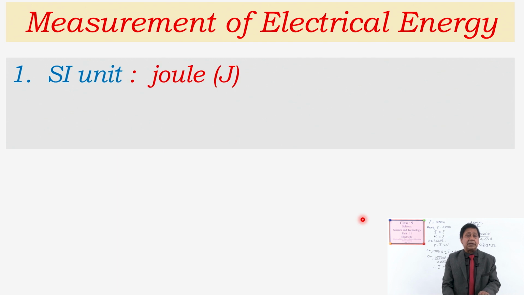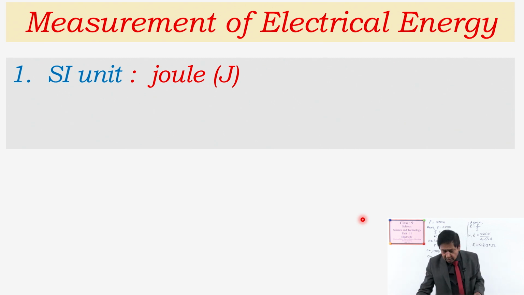Electrical energy is measured in joule, the unit joule. Not only electrical energy, but heat energy, light energy, sound energy, every form of energy is measured in joule according to the SI system. But in a household circuit, electrical energy consumed is not measured in joule. The reason is very genuine.